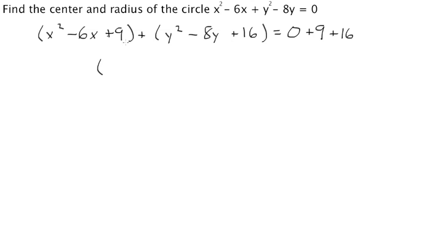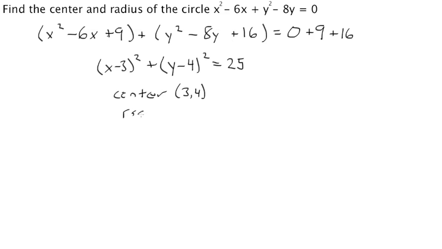So the whole point of doing this is to write this as some binomial squared. The first term for this is going to be x. The second term is going to be half of this number here. So minus 3. Square that whole thing. Then over here, my first term is going to be y. My second term is going to be half of this number. So minus 4 squared equals 9 plus 16, that's 25. So the center of my circle is going to be at 3 comma 4. And my radius is going to be square root of 25. I know that that is just 5.